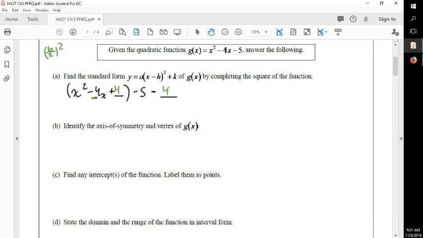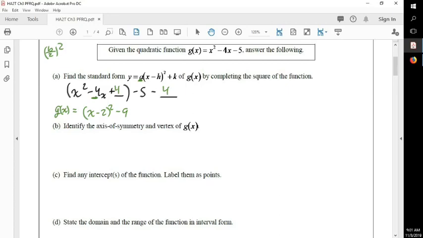And now it is a perfect square. We can factor it to be x minus 2, squared, and then our result over here is 9. This is the standard form of g. So g of x equals that. What's nice is we don't have to worry about finding the a. The a is just 1. So this was a simple one to find.